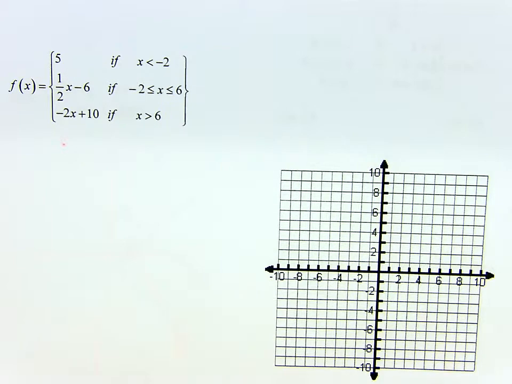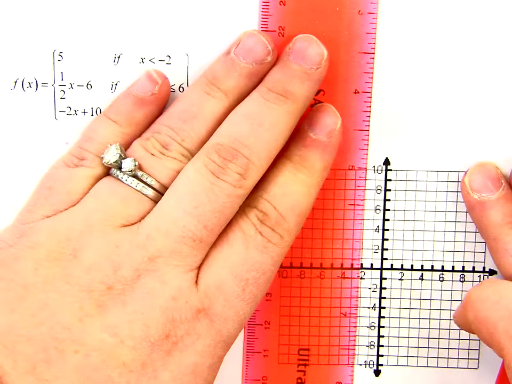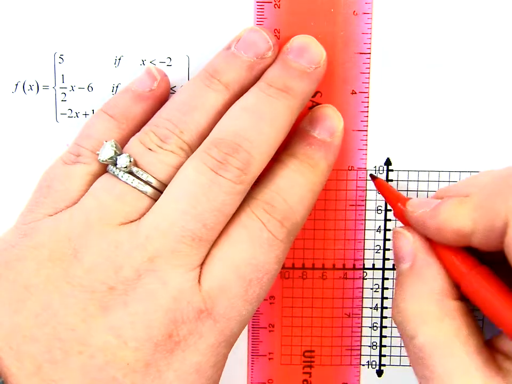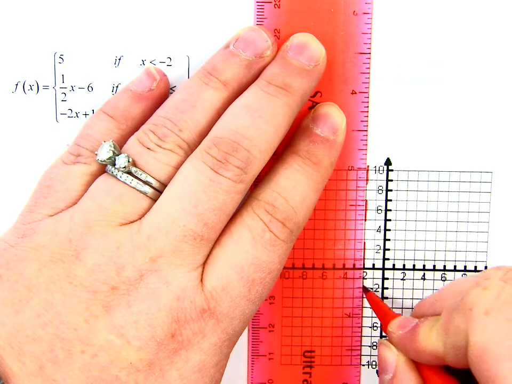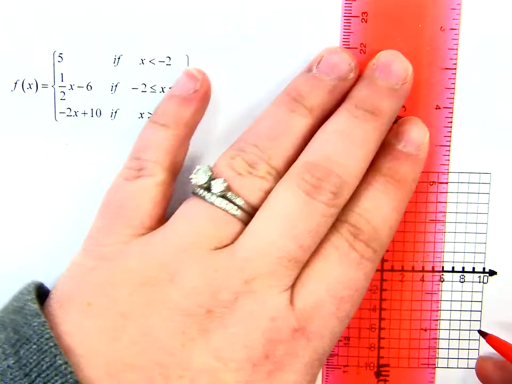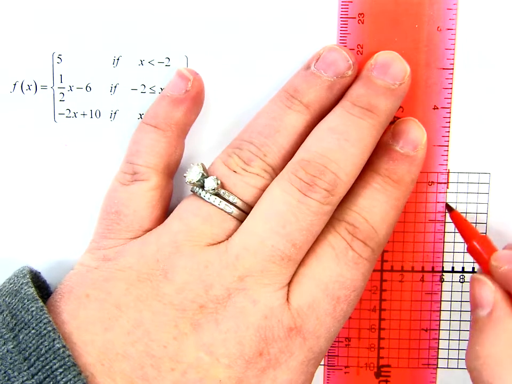All right, so here is another three-parter. So, where are my dividing lines going to go? -2 and a +6. You betcha. So, -2, +6.